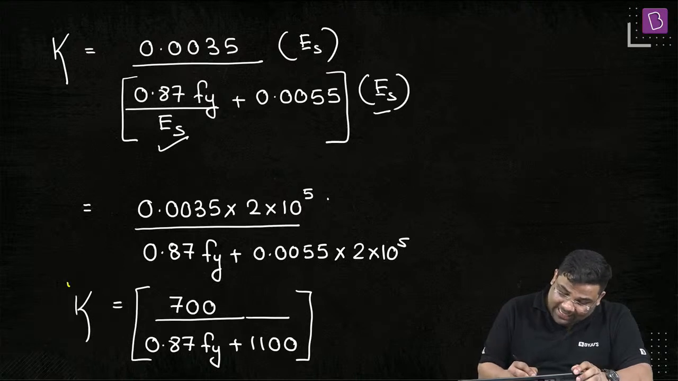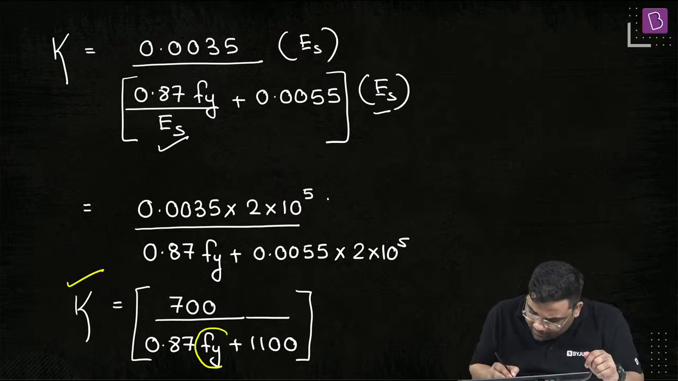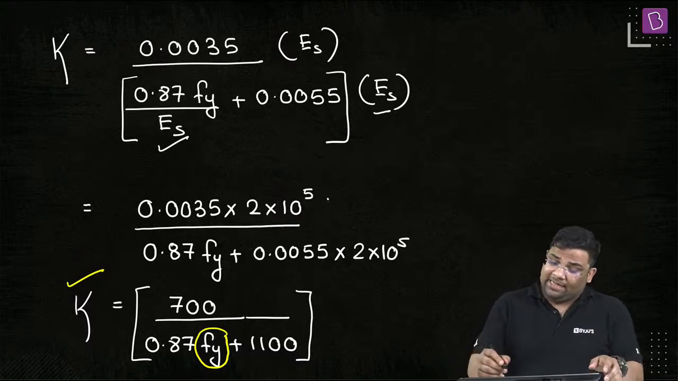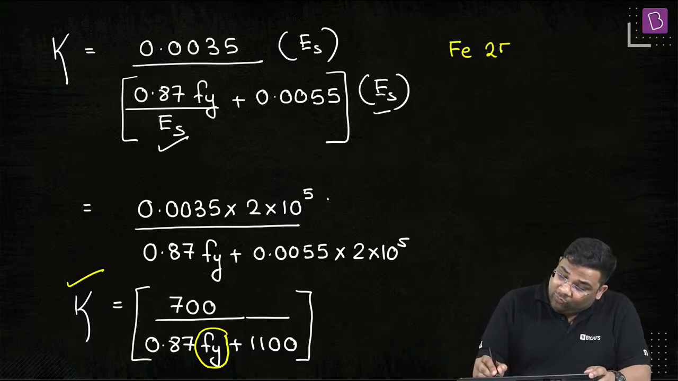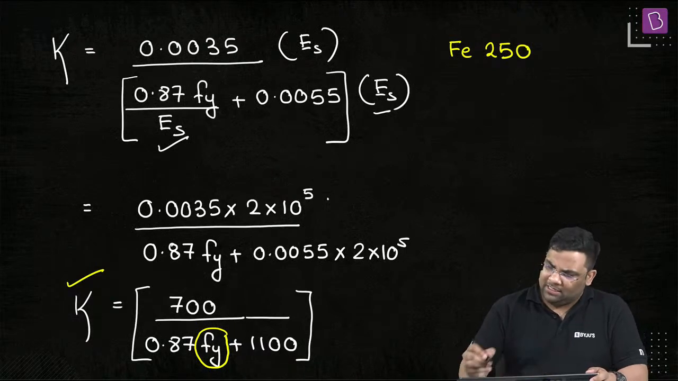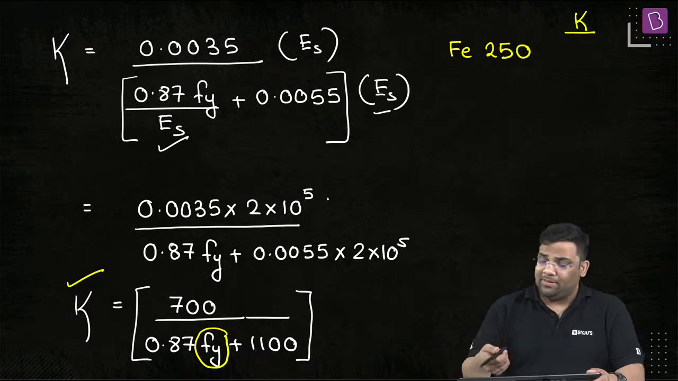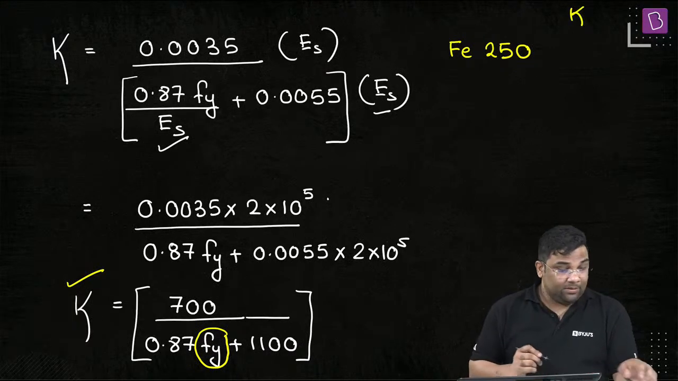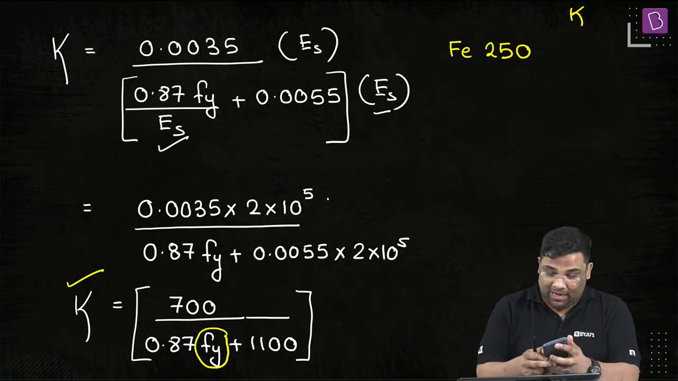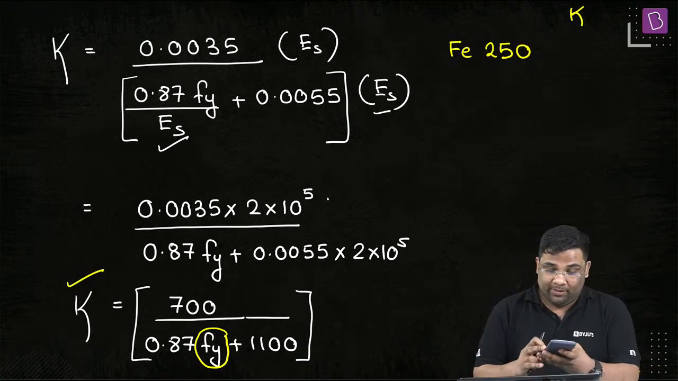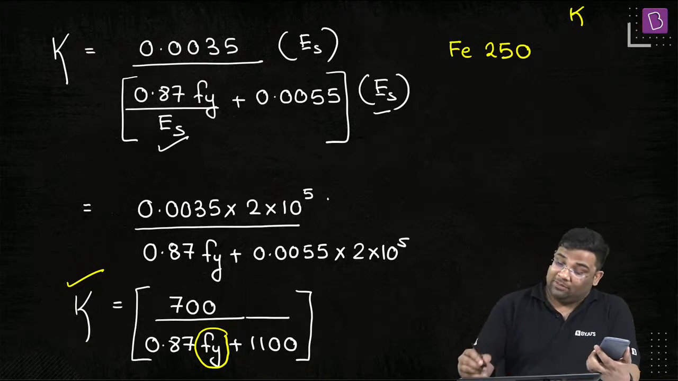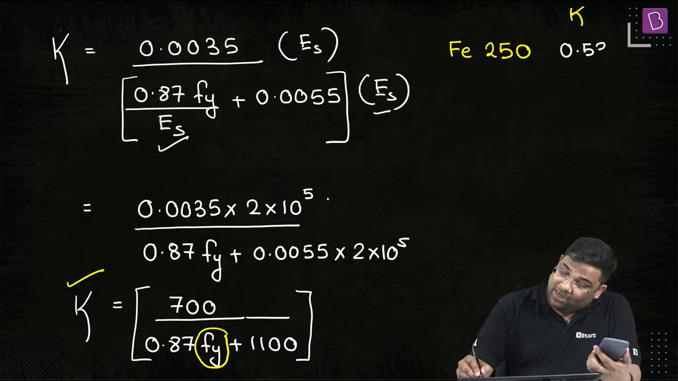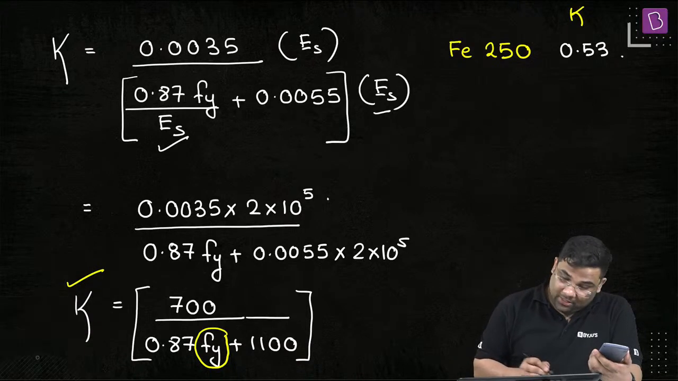Now you can see that this K is depending only on fy. So if I take Fe 250, what is fy? 250. So what is the value of K you are getting for Fe 250? Just put fy equal to 250. It is 0.87 into 250 plus 1100, and I divide this into 700. So how much am I getting? I'm getting a value of 0.53.